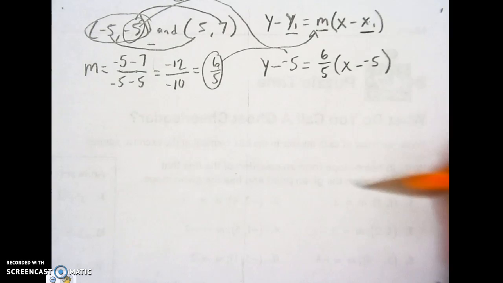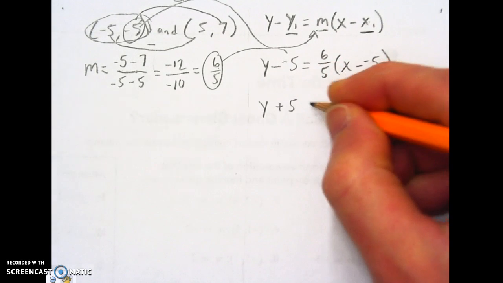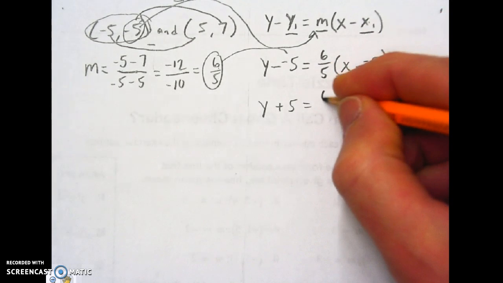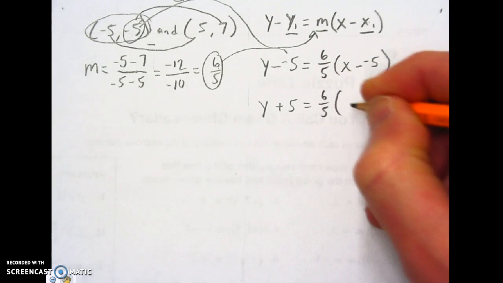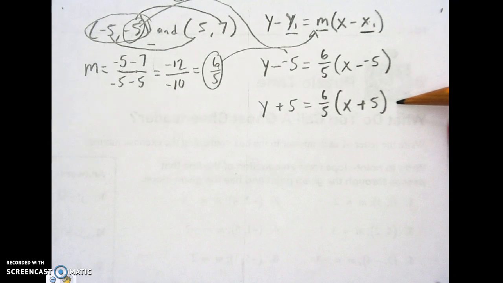Now I'm going to simplify this before I do anything. A minus minus is just a plus, so this just turns to y plus 5 equals 6 over 5, parentheses, x plus 5 again, because that's a minus minus. If you were just writing this in point slope form, you'd be done. You wouldn't have to do anything else. But I'm going to rearrange this to get y equals mx plus b, slope intercept form.